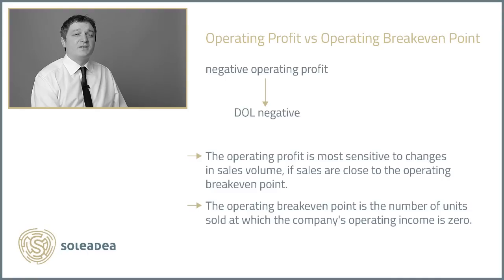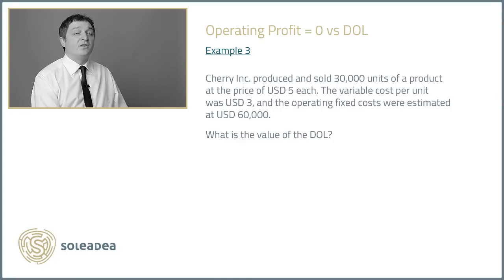What is also important is that in the case of a negative operating profit, the degree of operating leverage will also be negative. Remember that operating profit is most sensitive to changes in sales volume if sales are close to the operating break-even point. The operating break-even point is the number of units sold at which the company's operating income is zero. Yes, great. Everything is clear. But how big is DOL when operating profit is exactly equal to zero? Good question. In this case, it is impossible to calculate the DOL.